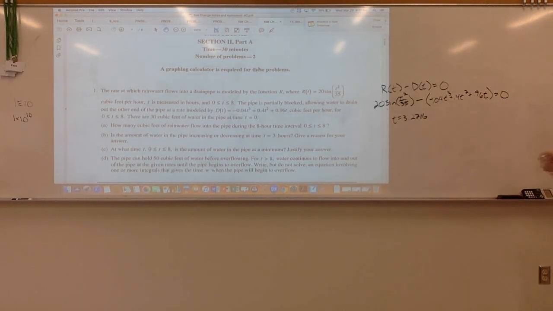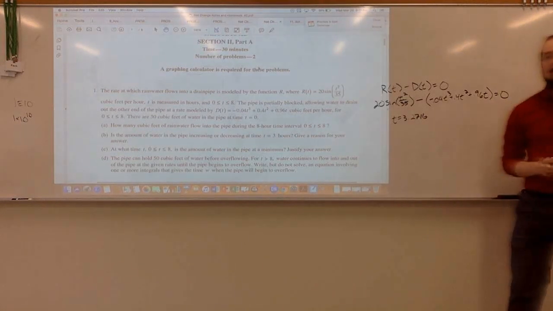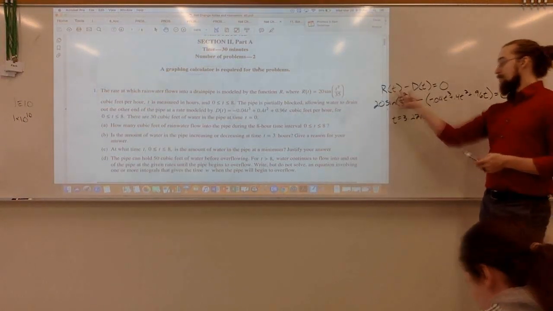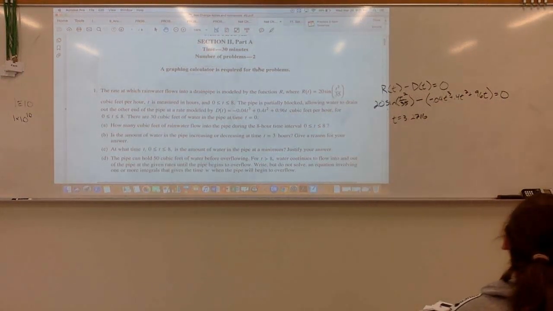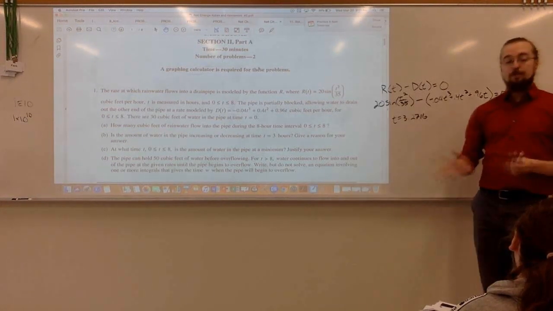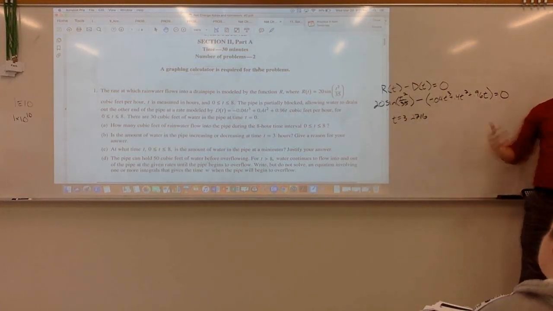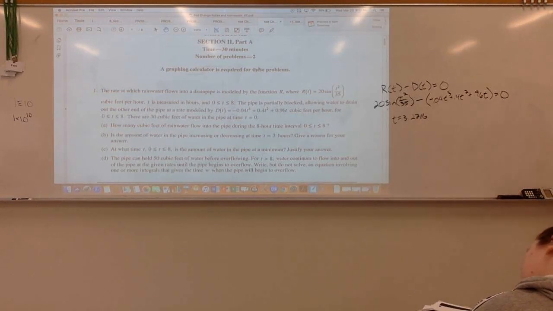So, what would our justification be here for that this is our minimum? Plus it goes from negative to positive. What goes from negative to positive? The slope. So we could say that the rate of change, R of t minus D of t, changes from negative to positive at this value. Therefore, it is a minimum.